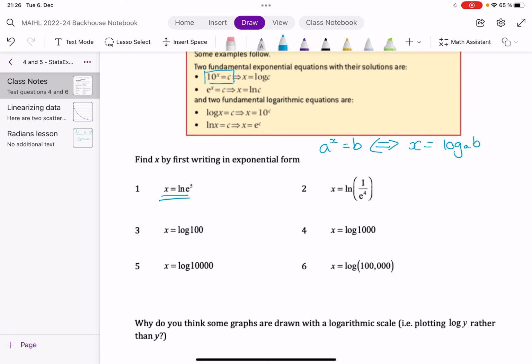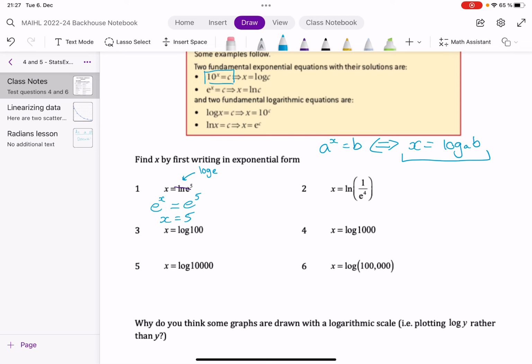So, here's my equation. I've got x equals ln, so that is log base e. So if I want to go from the right hand to the left hand, my base is e, so I'm going to write it e to the power of x, and my b term is this e to the power of 5. And hopefully what we can see is that x must equal 5. Okay. So really what's happened here is we can think of the ln and the e as cancelling out. They're inverse operations. So x equals 5, that makes sense.